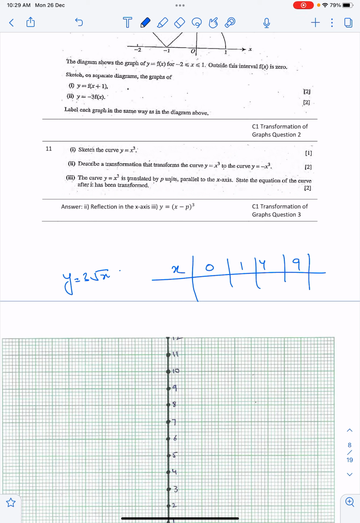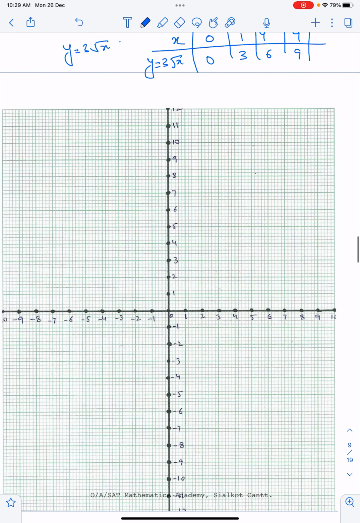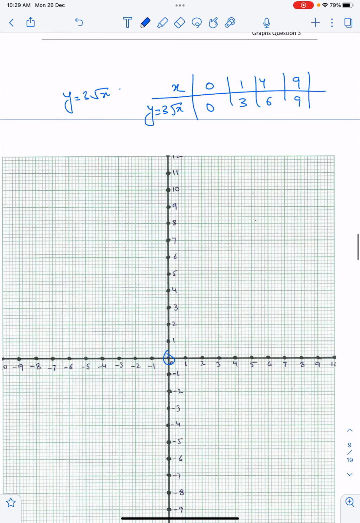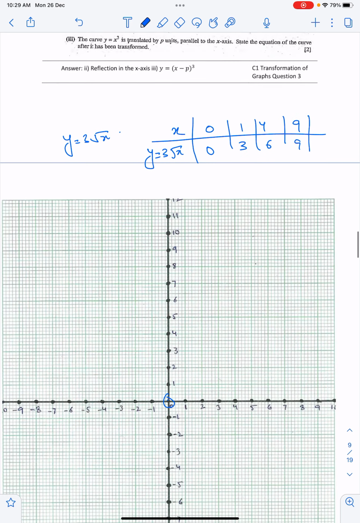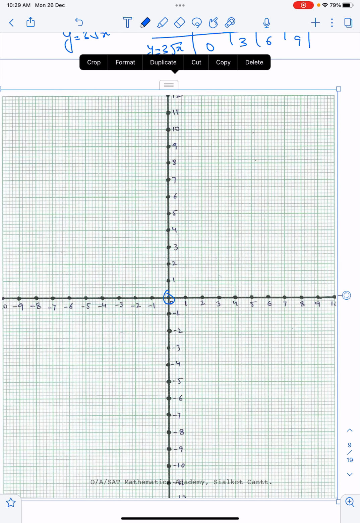If I plug it into this equation, 3 into square root of 0 is 0 only, 3 into square root of 1 is 3, 3 into square root of 4 is going to be 6, and 3 into square root of 9 is going to be 9. So for the shape, I just want to find 0 comma 0. Since they've asked us to sketch it, we don't need to use the graph paper.